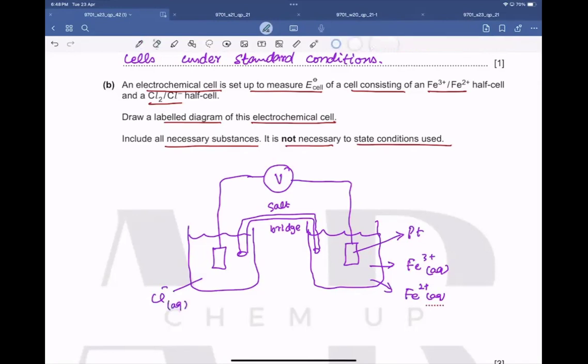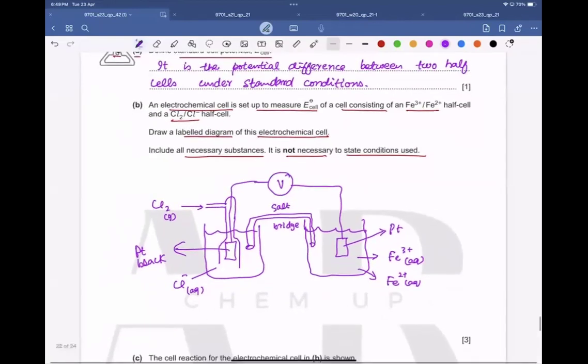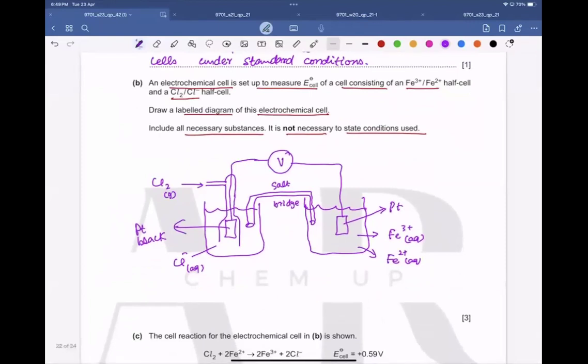And for chlorine, we need a gas, right? So I'm going to make this thing over here. And from here, I'll mention chlorine gas. And whenever we make an electrode of a half cell of a gas, here we use platinum black, not just platinum. Is this clear to all of you? So that's how you have to make the whole diagram. And as they don't ask you to state the conditions, there is no need to write the conditions over here.